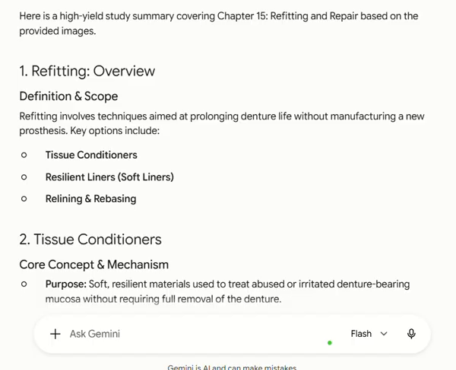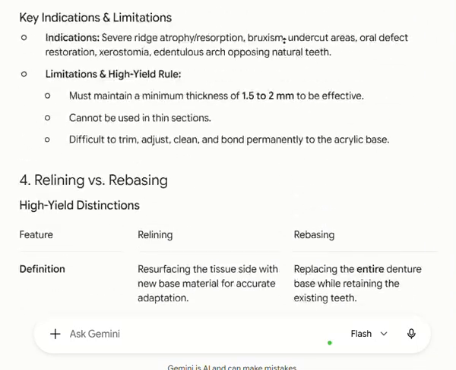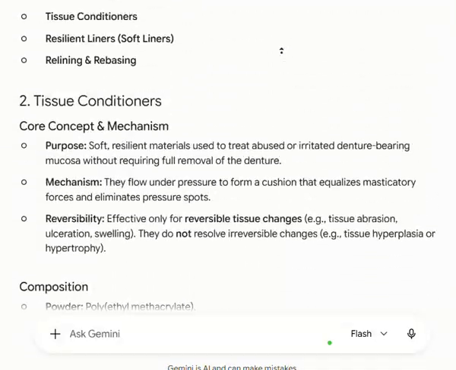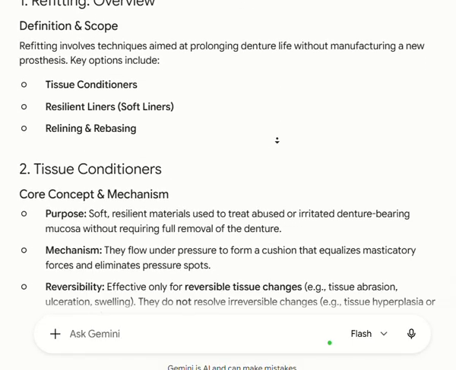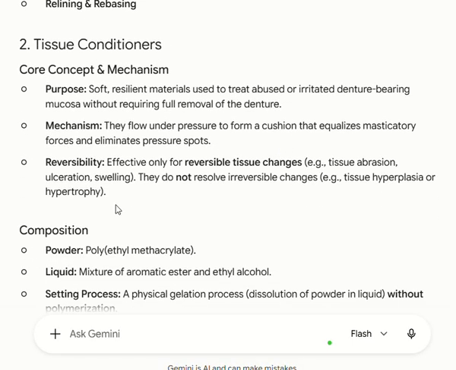2. Tissue conditioners. Core concept and mechanism. Purpose: soft, resilient materials used to treat abused or irritated denture-bearing mucosa without requiring full removal of the denture. Mechanism: they flow under pressure to form a cushion that equalizes masticatory forces and eliminates pressure spots. Reversibility: effective only for reversible tissue changes, e.g., tissue abrasion, ulceration, swelling. They do not resolve irreversible changes, e.g., tissue hyperplasia or hypertrophy.